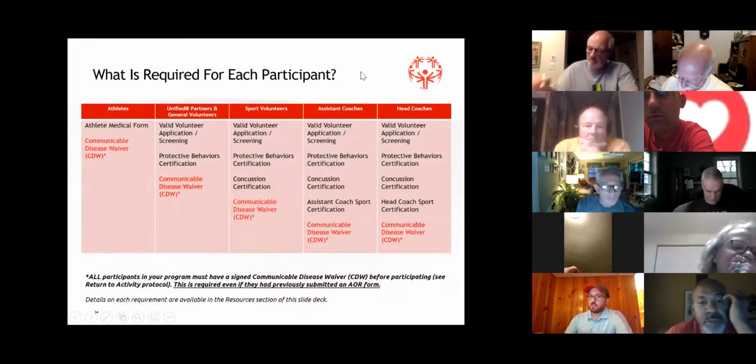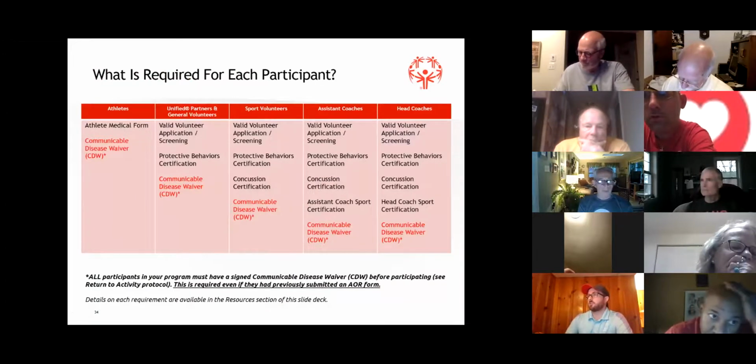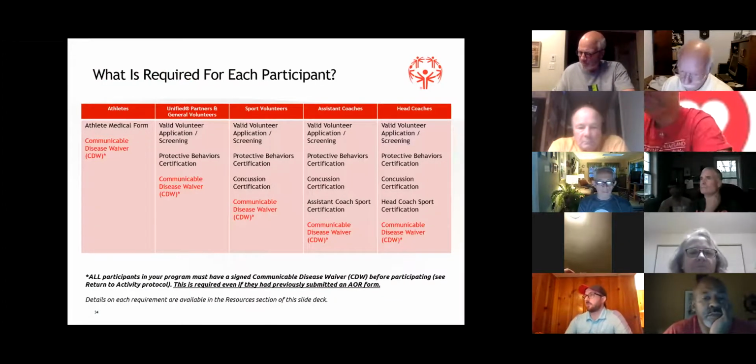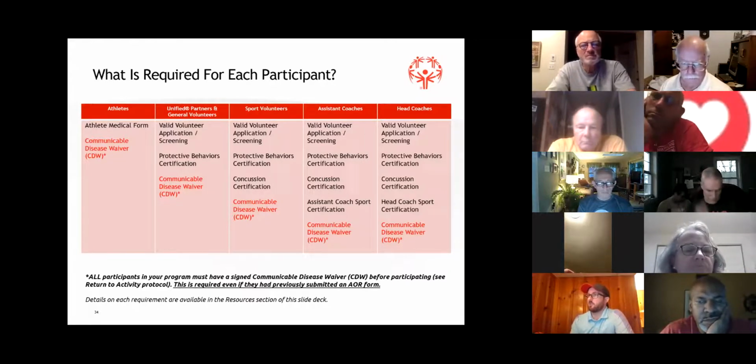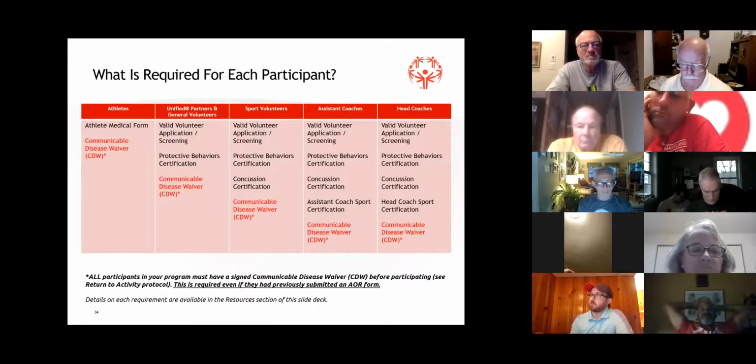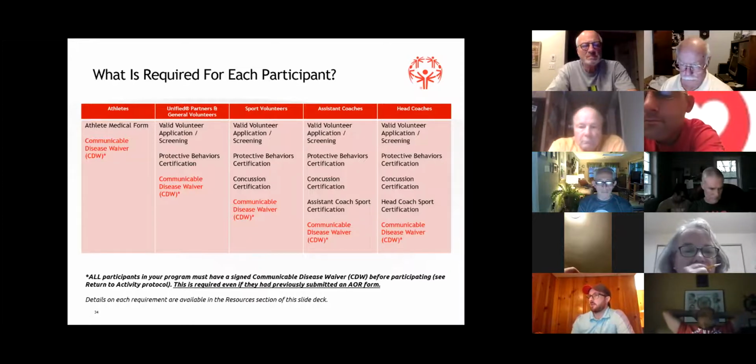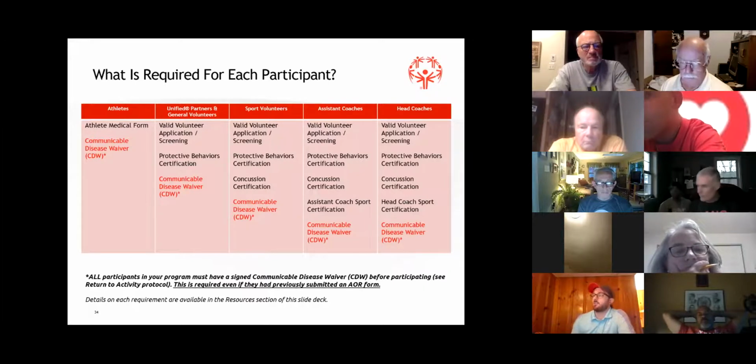Again, what's required for each participant? You guys have seen this for the coach's education model. Essentially, everybody's required the normal things. Athletes need their medicals, volunteers and coaches need their applications, their background checks, protected behavior screening, concussion, your sports certifications if you're a head coach.